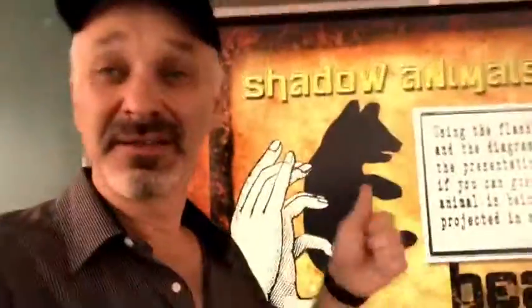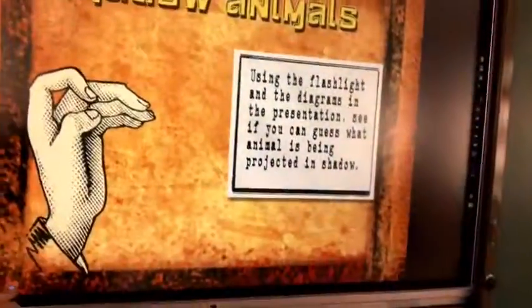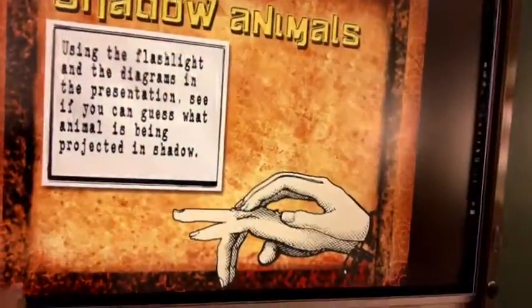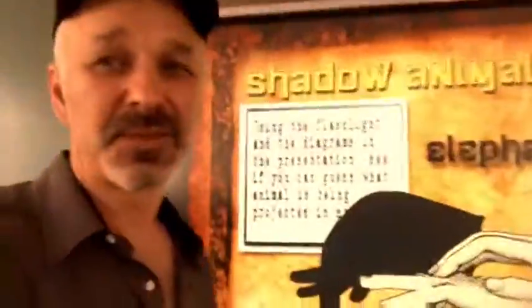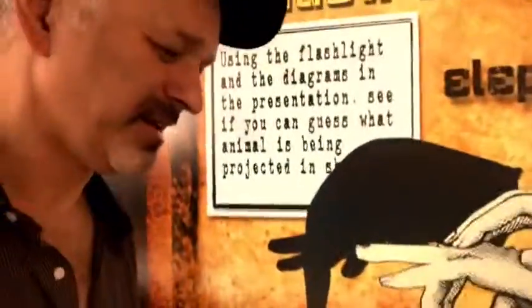First of all, everybody has flashlights, so I say, with your partner, do this, and tell me what animal it is. So everybody goes out there and puts it on the wall and sees what animal it is. And there's a number there. Camel, elephant. So it's a pretty fun English corner.